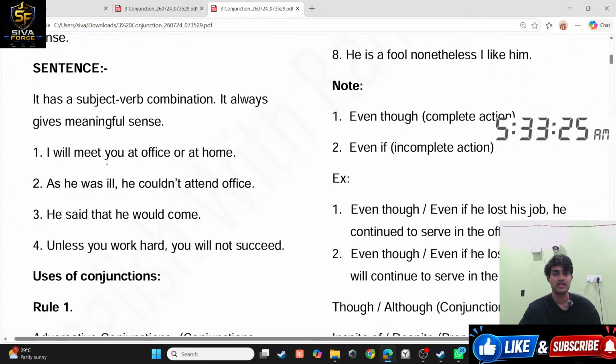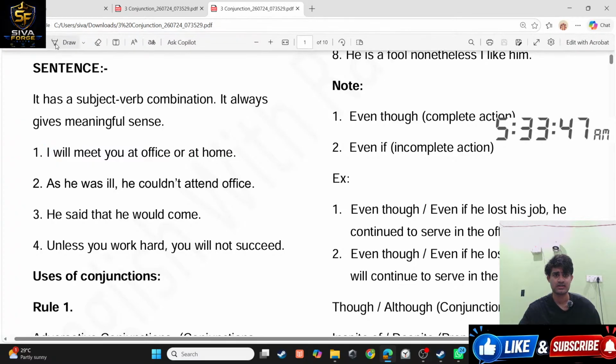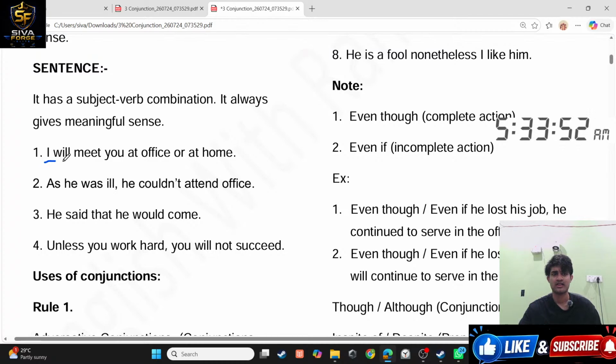Now see, I will meet you at office or at home. Here, at office or at home is a phrase. I will meet is a clause. Now, I will meet you at office or at home is a sentence. Here I is the subject. Will meet is my verb. You at office or at home is my object.